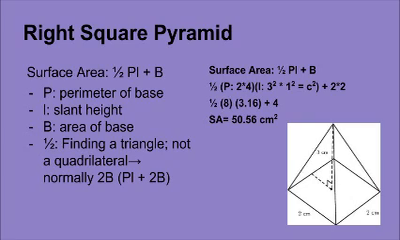Now you need to find B, which is the area of the base. To do that, you simply multiply 2 by 2 to get 4 as your base area, with 2 as the measurement of one side of the square. Now plug in all the numbers, and this should get you half times 8 times 3.16 plus 4.